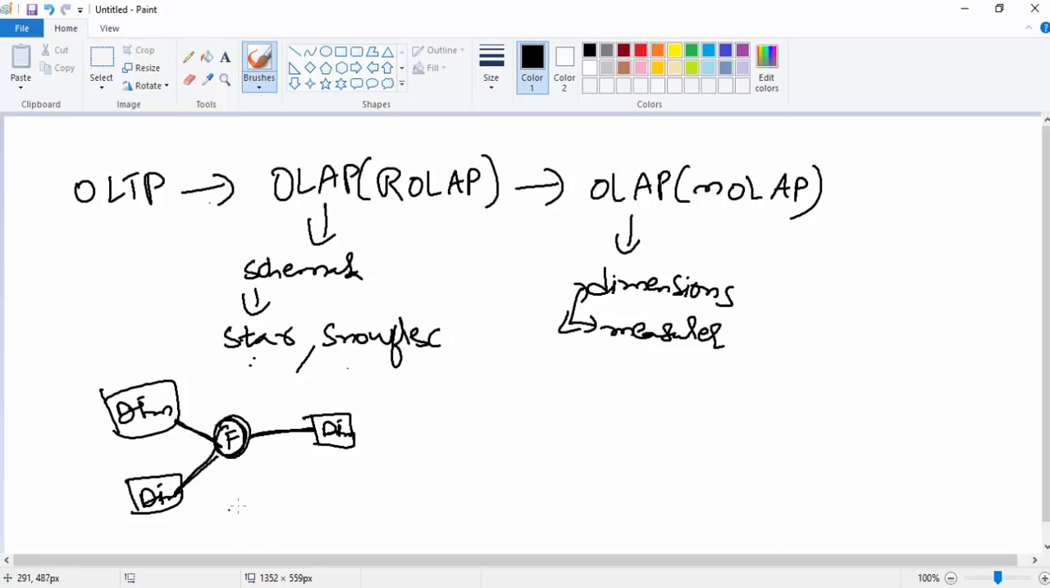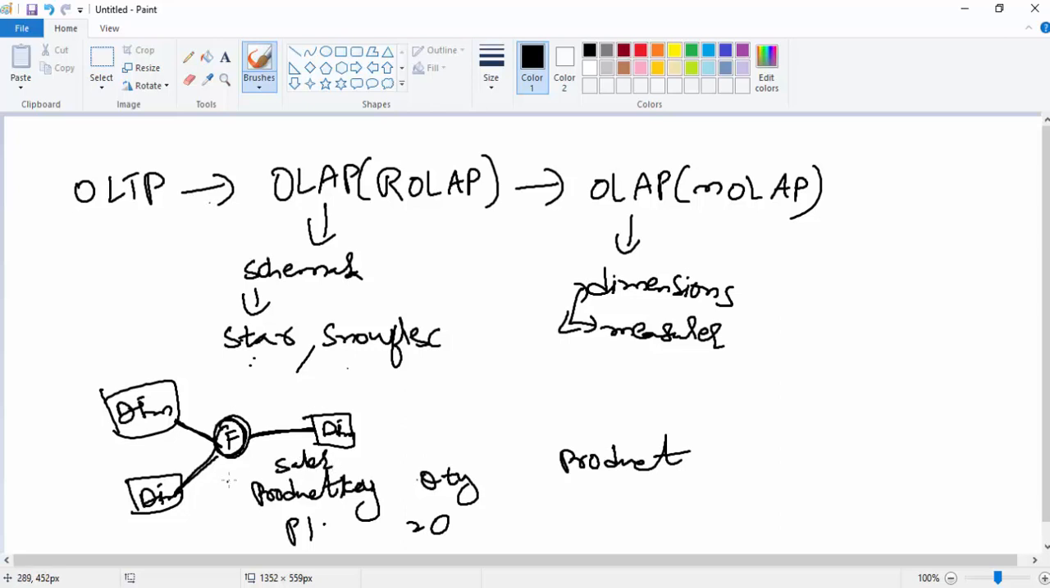The best example for this: I have a fact table with a product key and the quantity. Product key is P1 and the quantity is 20. If I want to get any information regarding the product, there will be a table called product. Let's assume this is fact sales, F sales, and this is a dimension, dim product.